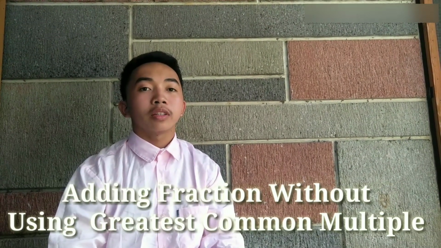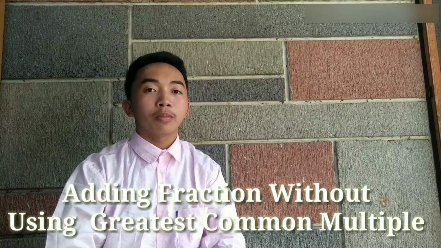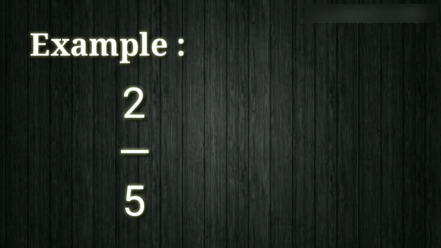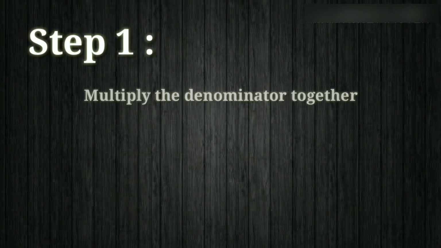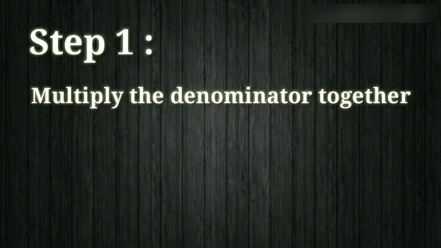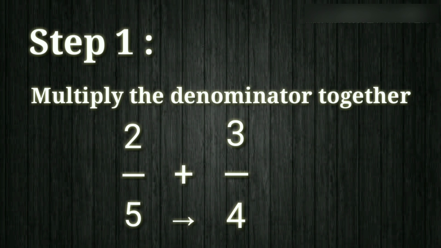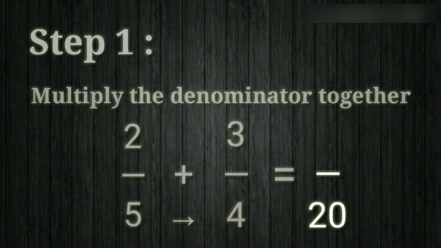So the second technique is adding fractions without using the greatest common multiple. For example, 2/5 plus 3/4. Step 1. Multiply the denominators together in order to have a common denominator. 5 times 4 is equal to 20.